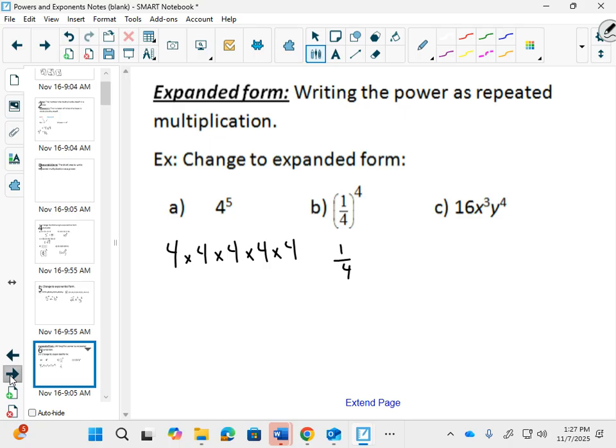Okay, this one in expanded form would be 1/4 times 1/4 times 1/4 times 1/4. That would be the expanded form.